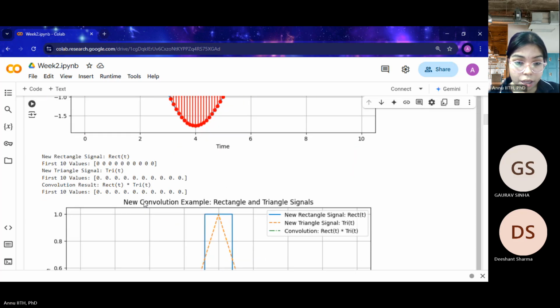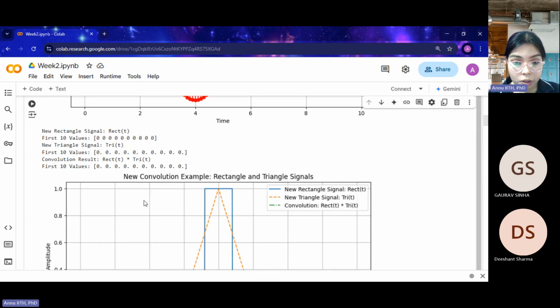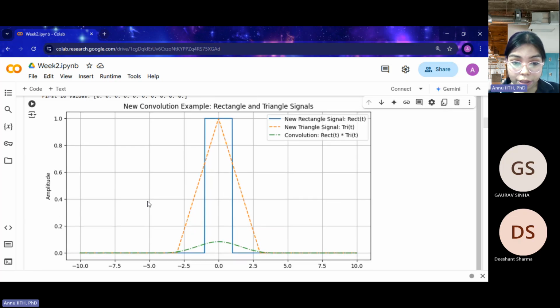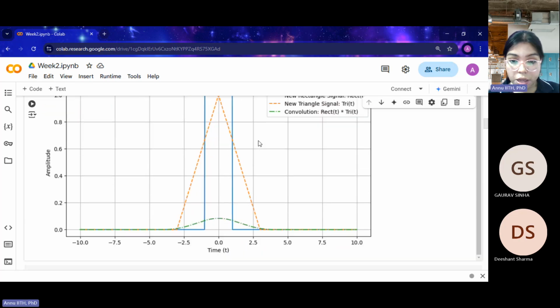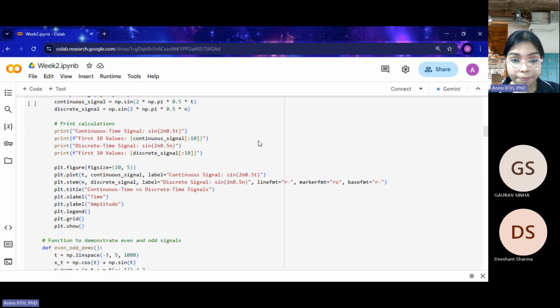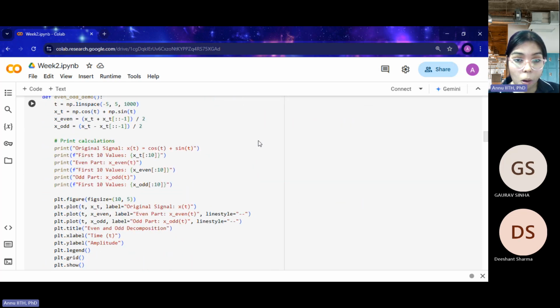Now if you want to see the convolution, that is also one of the signal and system basics. So first, if you have the rectangular signal that we are defining, the blue color, and the convolution. So as of now, I wanted to show you what is discrete and continuous time signal. Okay, we will move ahead with some odd even functions.